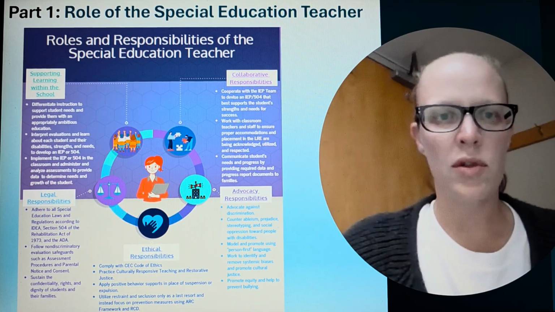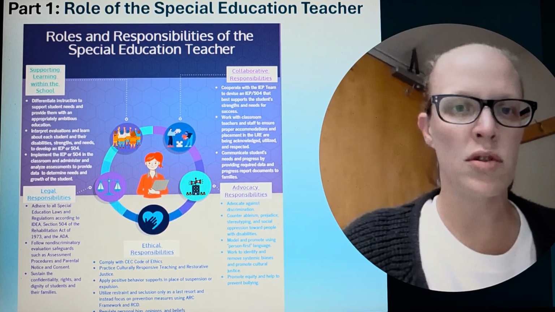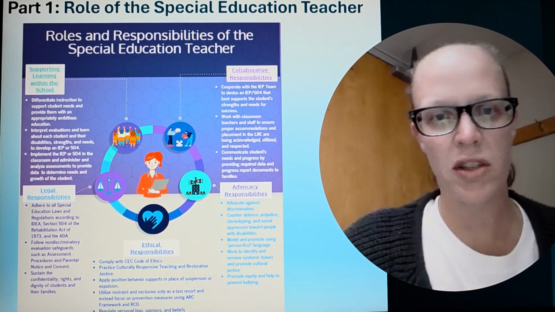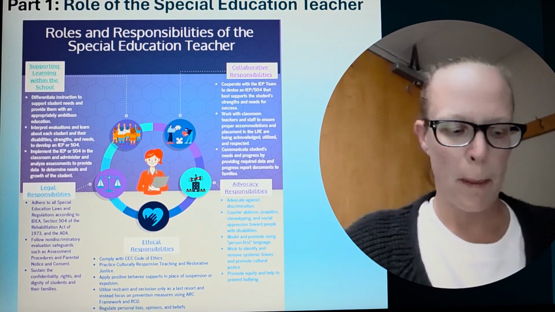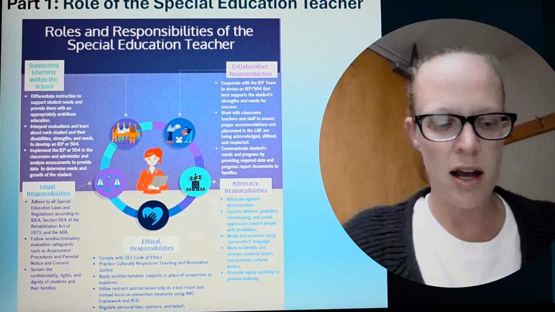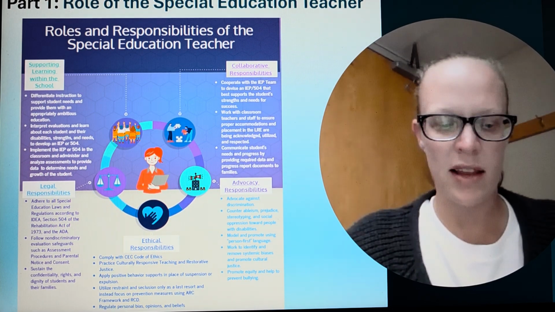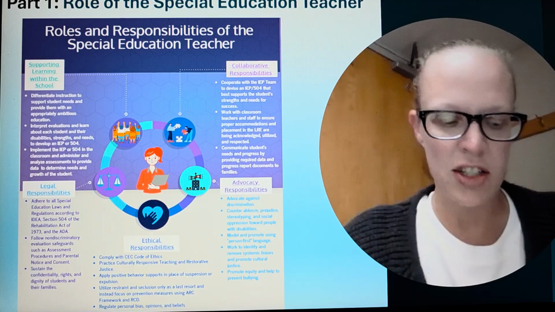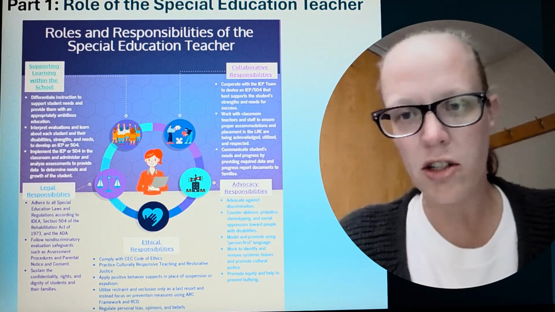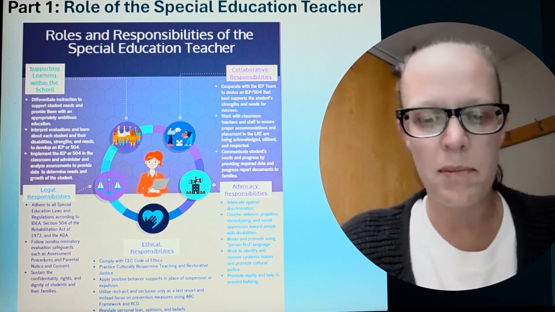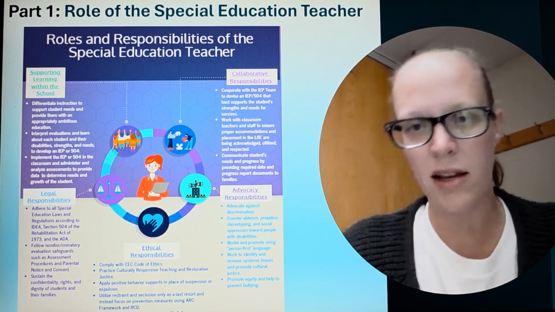First, let's talk about what the roles of the special education teacher are. I have here 5 roles and responsibilities of the special education teacher broken down into categories. First one is supporting learning within the school. This is going to be differentiating instruction to support the needs of the student and provide them with an appropriately ambitious education. Next is to interpret evaluations and learn about each student in order to develop an IEP or a 504, and this includes their disabilities, strengths, and their needs.